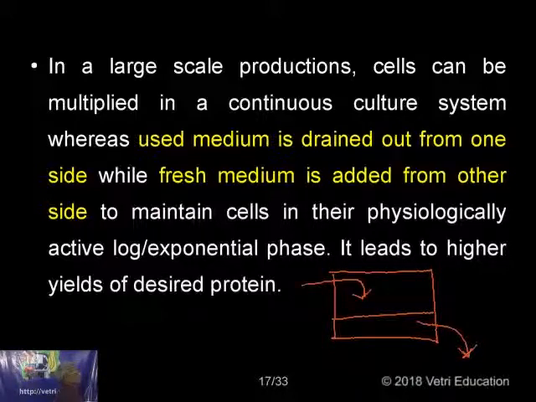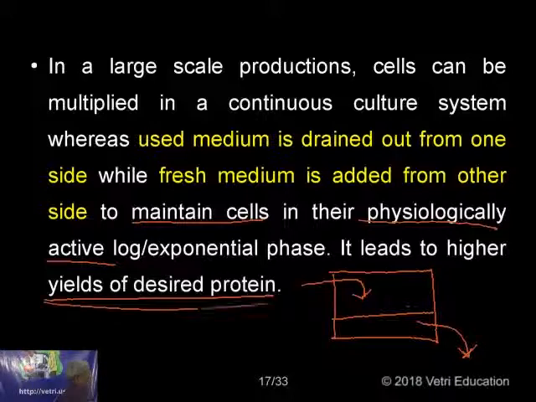so that the reaction is continuously taking place in a regular form, so as to maintain the cells in their physiologically active condition. See, if you are not removing the medium, then the medium will lose its potency, will lose its physiology. So you have to remove the medium which has become useless, and then add the fresh one. So this leads to the higher yield of the desired protein. So this step is also very, very important.